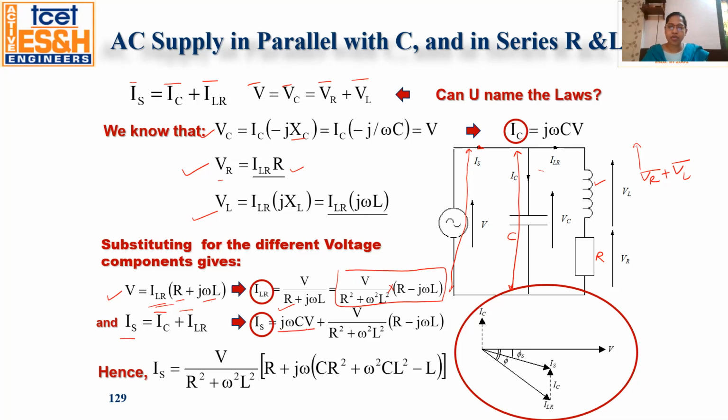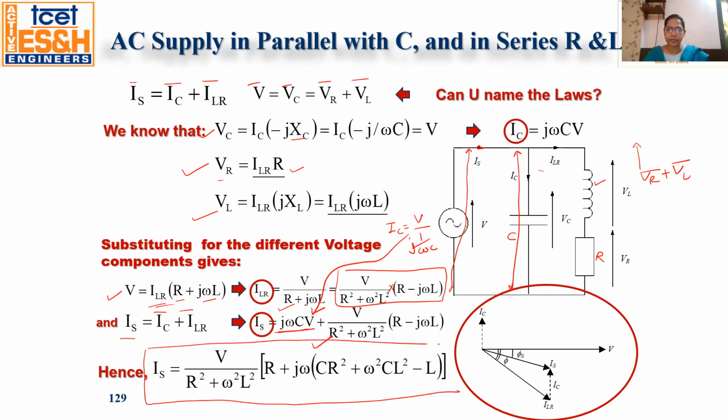And the value of IC is V divided by 1 on J omega C. So we write it like this. So this is the total current IS. We can also write the total current like this after solving this equation.